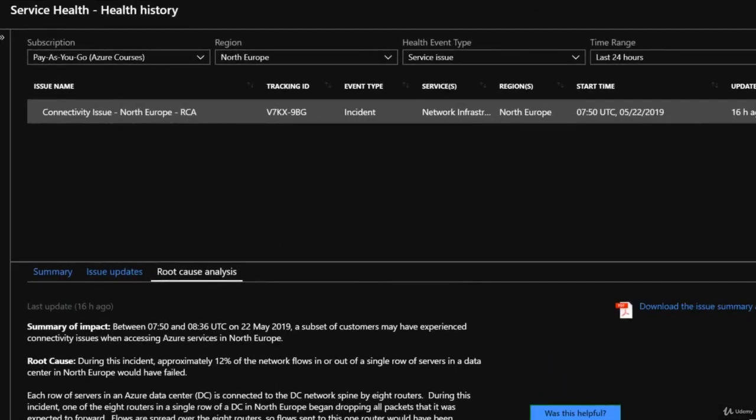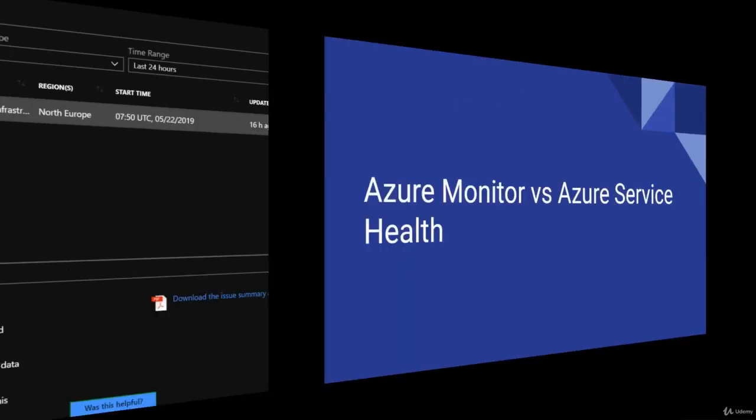When I click on that, I can see the details that Northern Europe had a connectivity issue for a single rack from 7:50 to 8:36. And so this might have impacted me. We're going to talk about this in the next section, but you can see service history is not specific to you. I might not have anything running in Northern Europe, and I might not have been on that particular rack, but it's a service incident that gets logged, and we can tie these together.